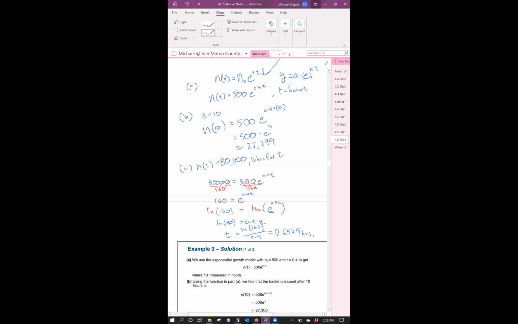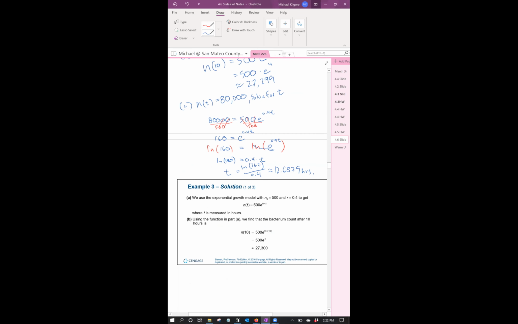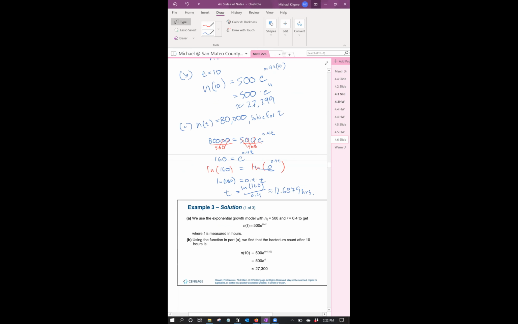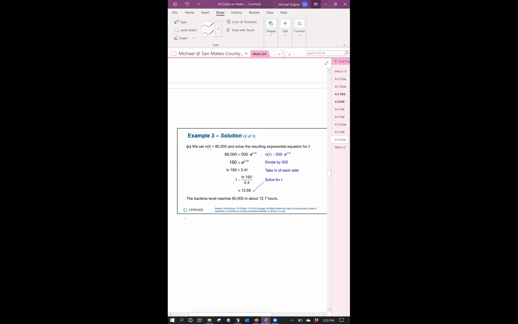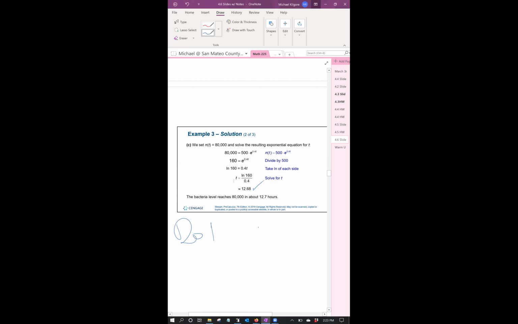Okay, everybody, here is the actual solution slide. They just rounded it. So we got 500 e to the fourth power. And then down here we got ln of 160 divided by 0.4, and that was 12.7. Now, everybody, do your homework. This was 4.6.